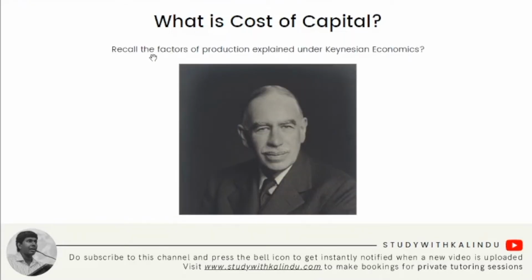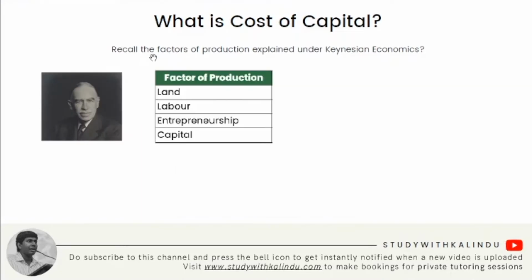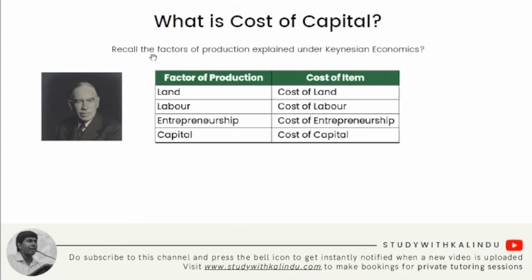Now the term cost of capital comes into light by the factors of production John Maynard Keynes explained in Keynesian economics. So you have 4 factors of production: land, labor, entrepreneurship and capital. Simple economics, right? So for each of these factors of production, there's a cost item as well. So we say cost of land, cost of labor, cost of entrepreneurship and cost of capital.